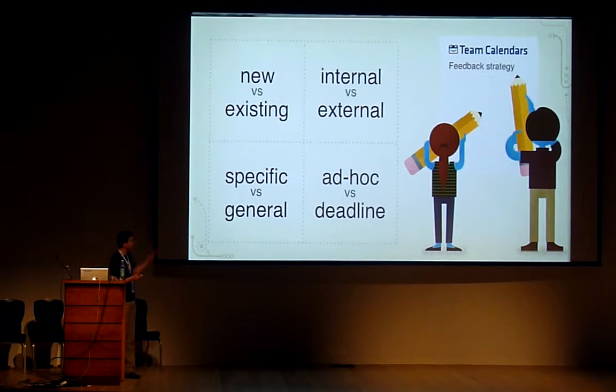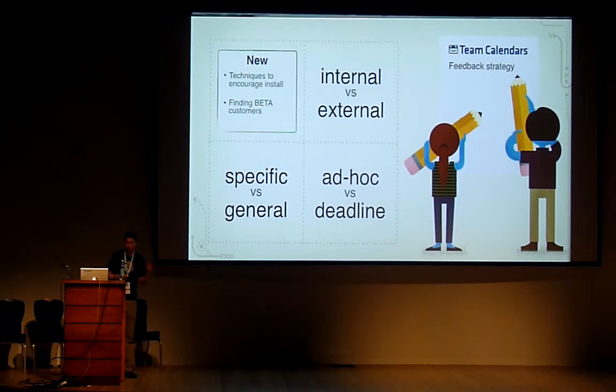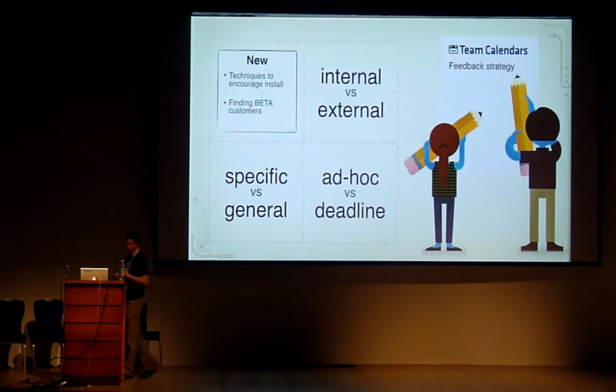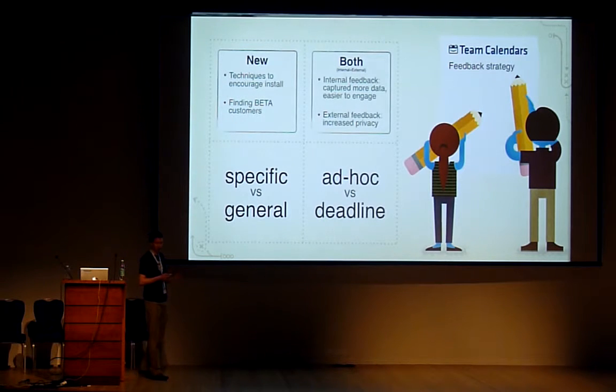So team calendars, this was our feedback strategy. At the time, it was a brand new product. So we had to think about techniques for engaging the customers that we hadn't made contact with yet. We had to find the beta customers, and we wanted them to install the add-on into production. So it required a lot more communication overhead on our side to get them to do that. Then we found out, of course, that it was easier to get useful information from internal users because we were not restricted by private data when we were doing this.